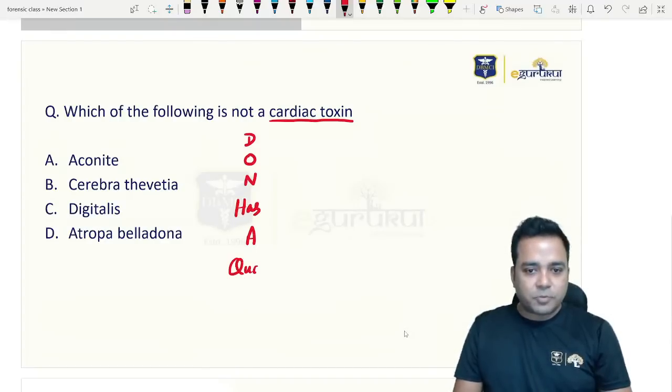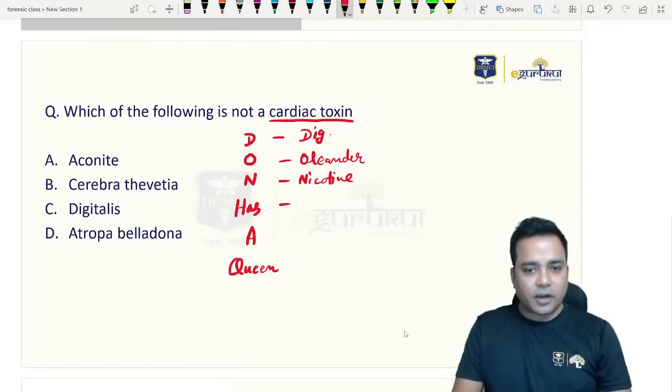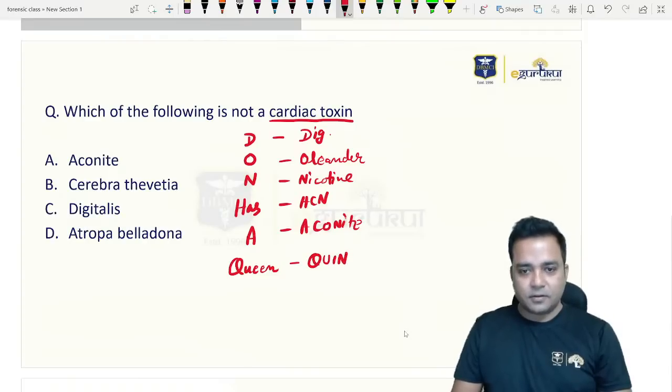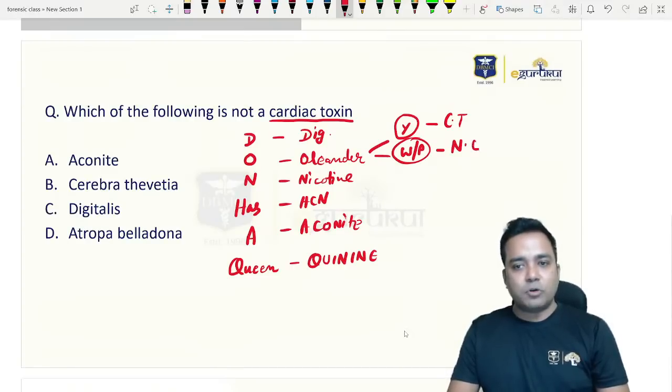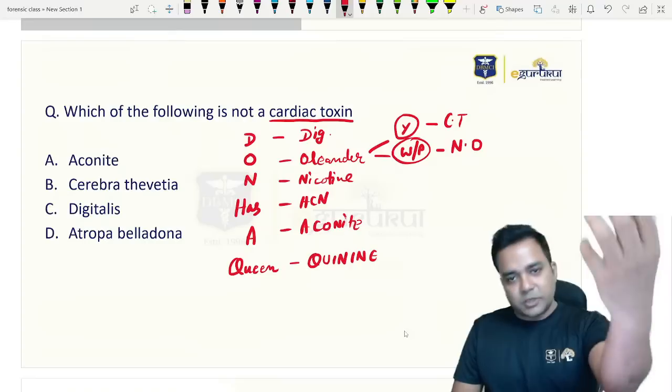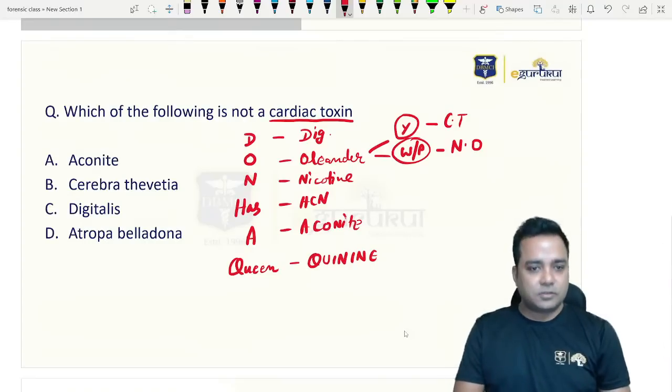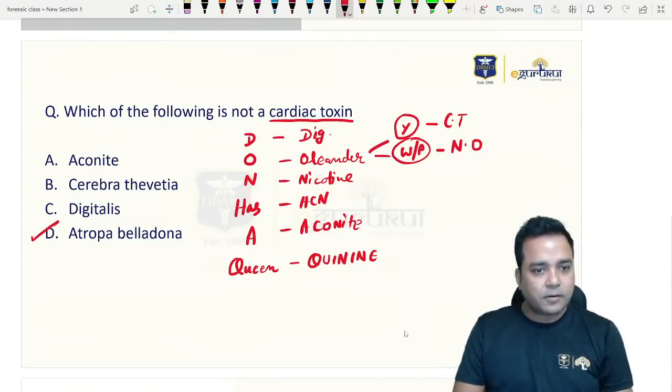So the mnemonic: H for hydrogen cyanide, A for aconite, and queen for quinine. And oleanders with yellow colored flowers are called Cerbera thevetia. And we have white and pink color flowers, and that plant of oleander is called Nerium odorum. So this question was based on the differentials of cardiotoxic poisons. So the answer goes with Atropa belladonna.